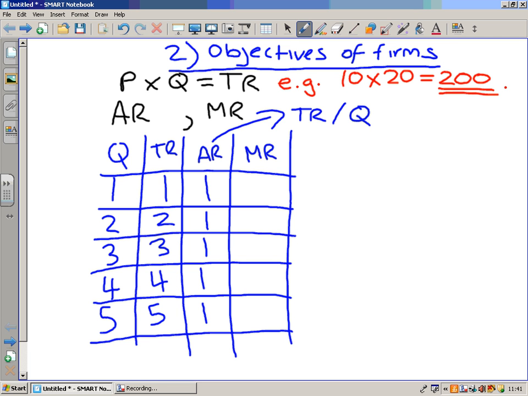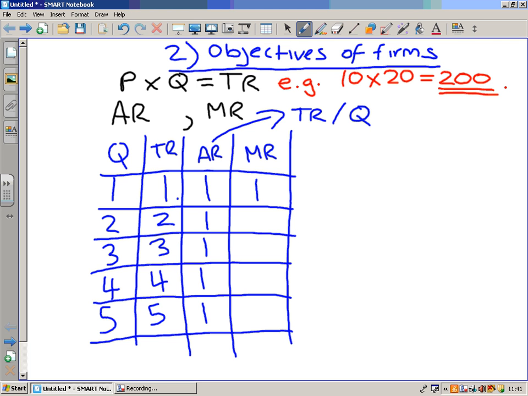Marginal revenue is the addition to total revenue of producing 1 more unit of output. So for our business here, MR will be 1. When they sold 0 products, the total revenue was 0. They sell 1 product, total revenue becomes 1. So addition to total revenue is 1.